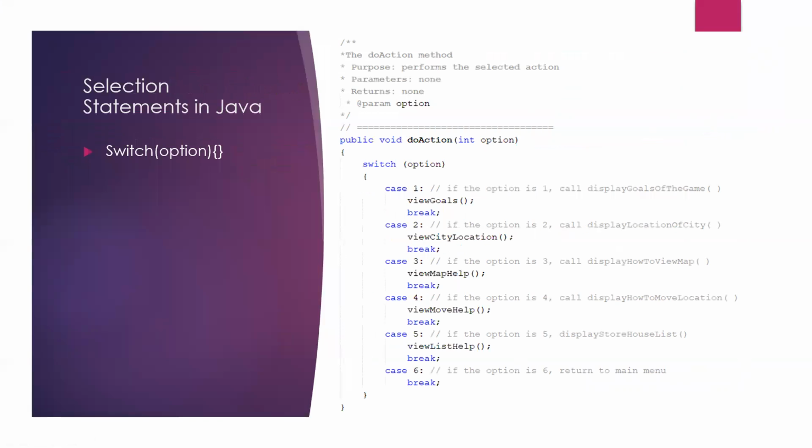The third type of selection statement is a switch statement. The switch statement performs one of many different actions, depending on the value of an expression. In our game, we're displaying, for example, a menu of actions a user can perform, like view game goals, view city location, or view map. Depending on which option a user selects, a value is passed to a switch statement and a certain method is executed.